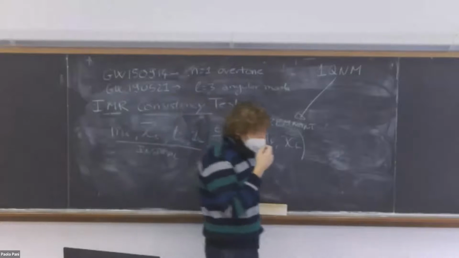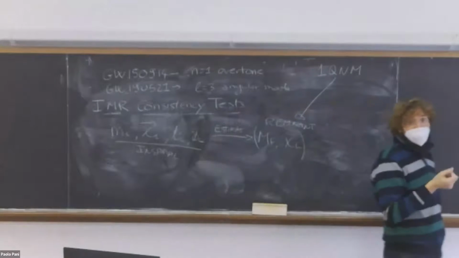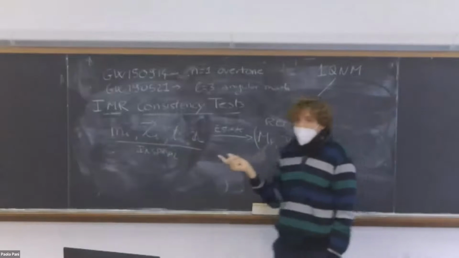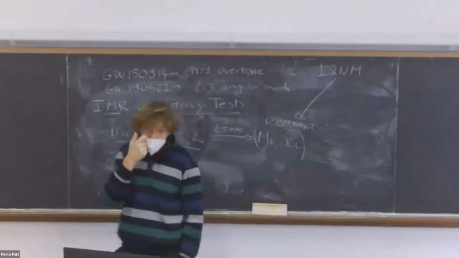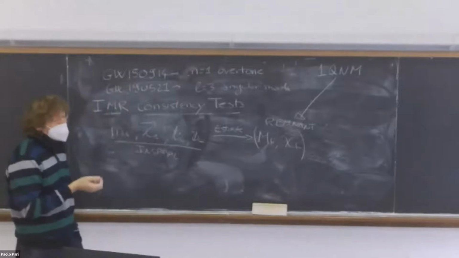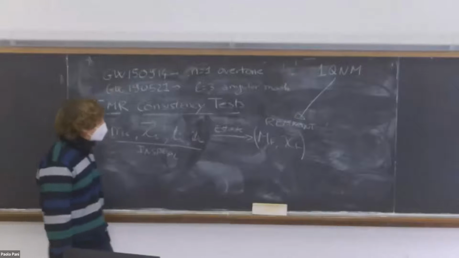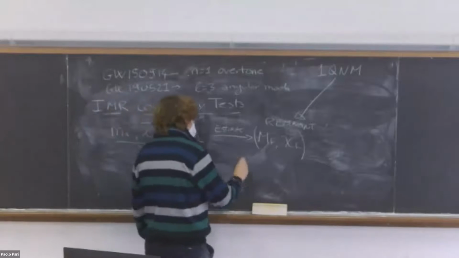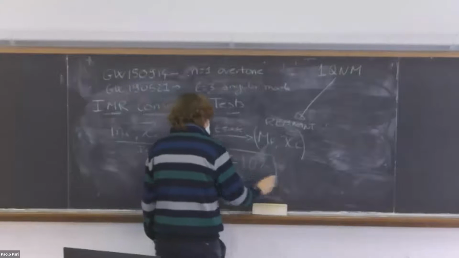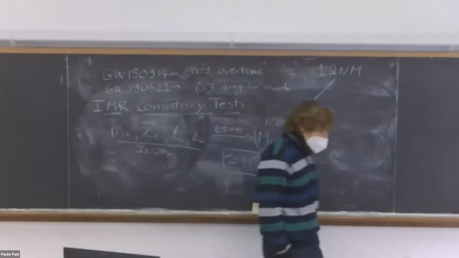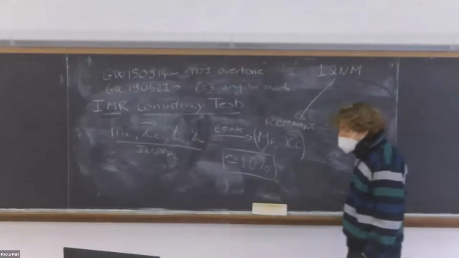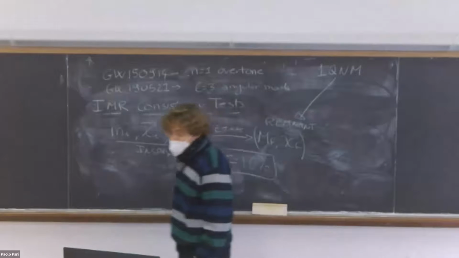If they do not agree, it means that the waveform template we are using is inconsistent with the data. So in some sense, GR is inconsistent with the data. If they are in agreement, it means that everything is consistent. And it turns out that these consistency tests are performed routinely, and they are roughly successful at the level of 10%.